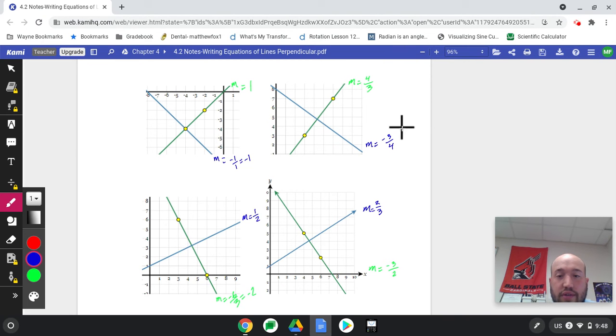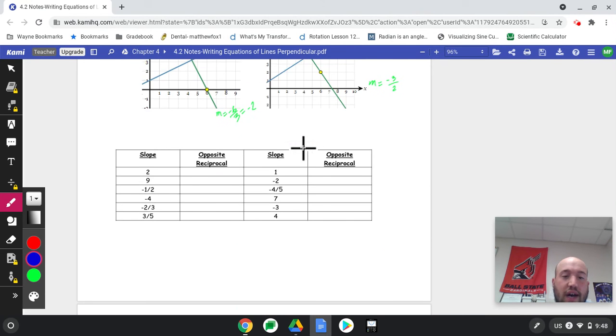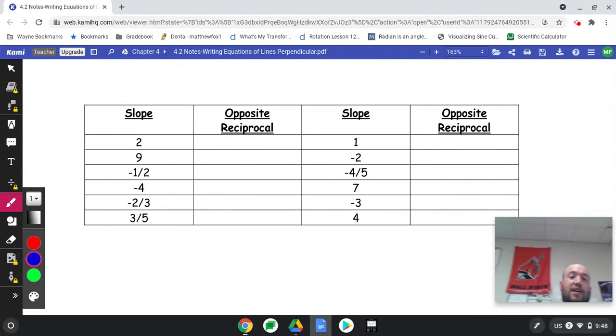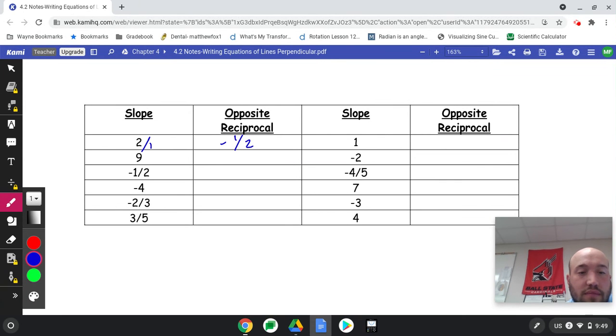Do you see how this is 4/3? That becomes 3/4. 1/2 becomes 2 over 1, or just 2. 2/3 becomes 3 over 2, and 1 over 1 becomes 1 over 1. Okay? So they are known as opposite reciprocals. So if we practice here, finding the opposite reciprocal, remember this is technically 2 over 1, so the opposite is negative, and the reciprocal would be 1/2.